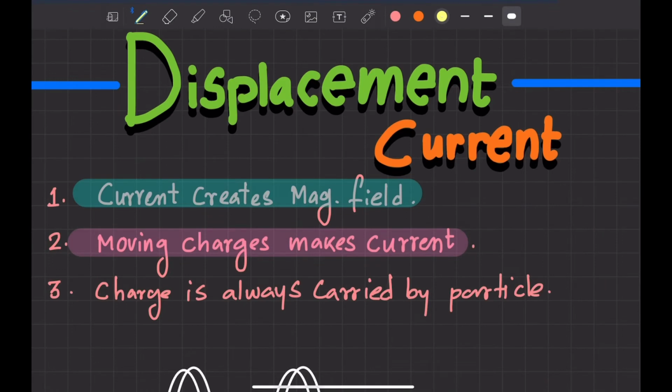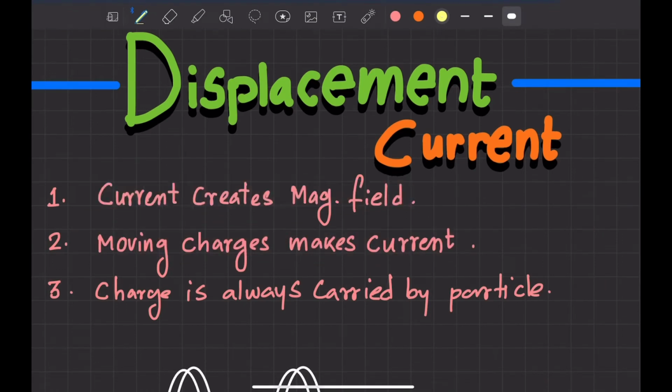All right, so let's talk about displacement current. Before we jump into the topic, we need to understand a few basic concepts of electric and magnetic fields. If I ask you by what processes we can produce an electric field, you will say that static charges can produce an electric field, and also the rate of change of magnetic flux can produce an electric field. These are the two processes by which we can generate an electric field.